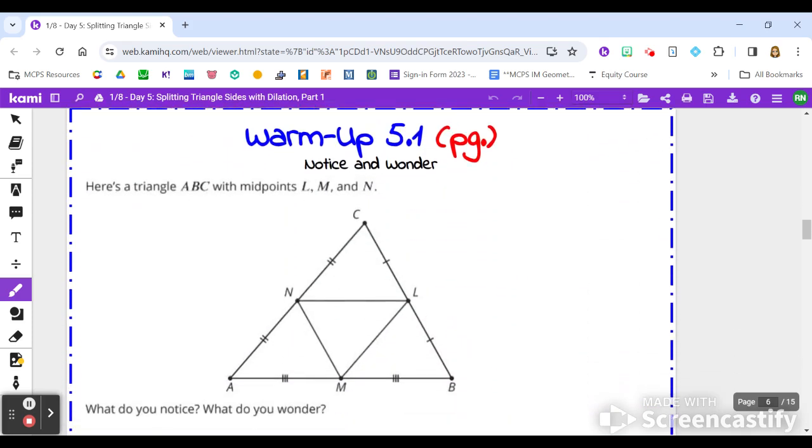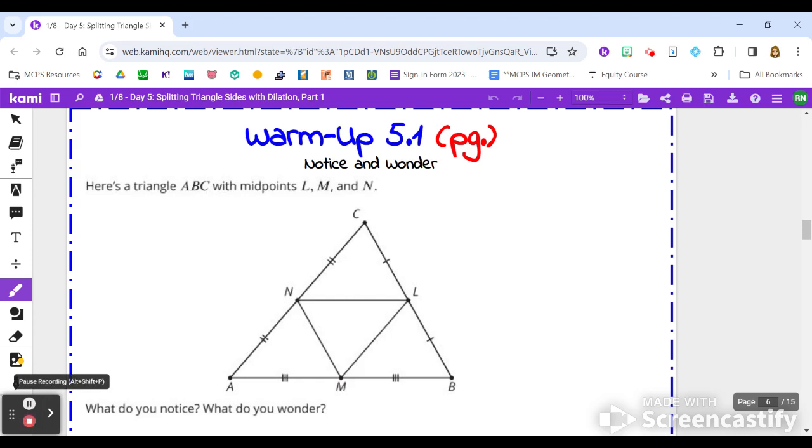Your warm up is on page 31, and it's a notice and wonder. So you have triangle ABC with midpoints L, M, and N. Take a minute to pause the video and write down a couple of things that you notice and a couple of things that you wonder. Thank you for taking a minute to pause the video.